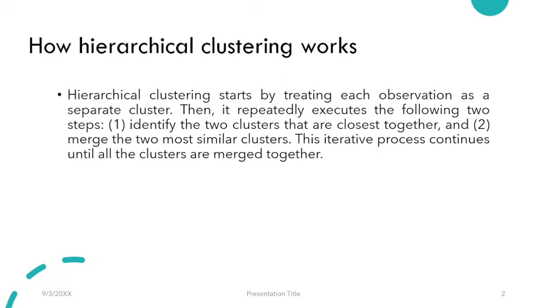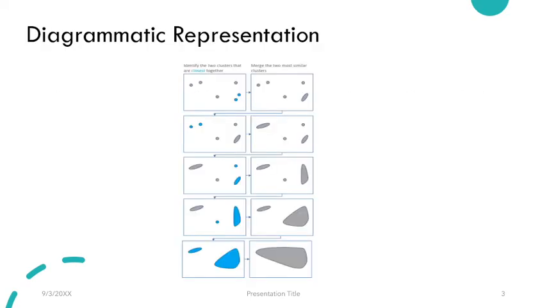And then the second step is that these clusters with the most similarities within them are merged together. This iterative process continues until all the clusters are merged together to form a single whole cluster. Now let's look at the diagrammatic representation.